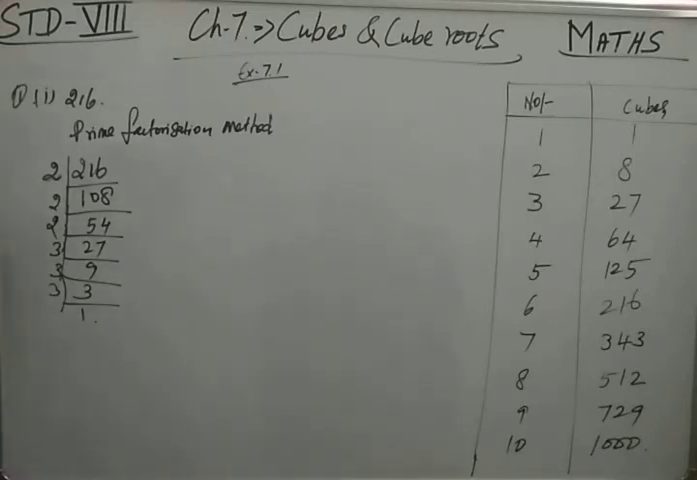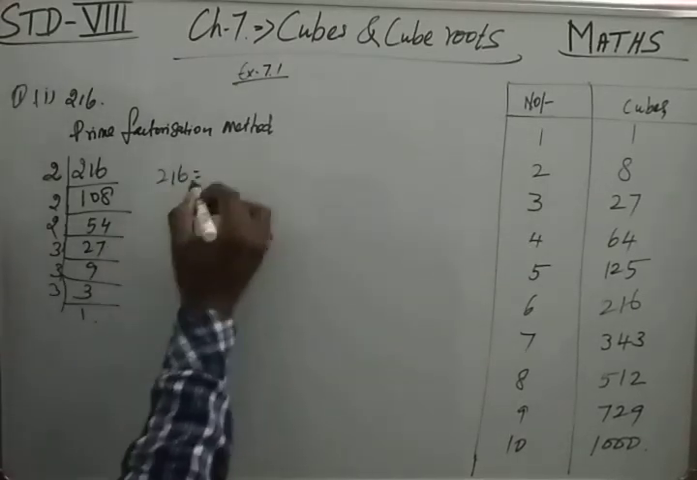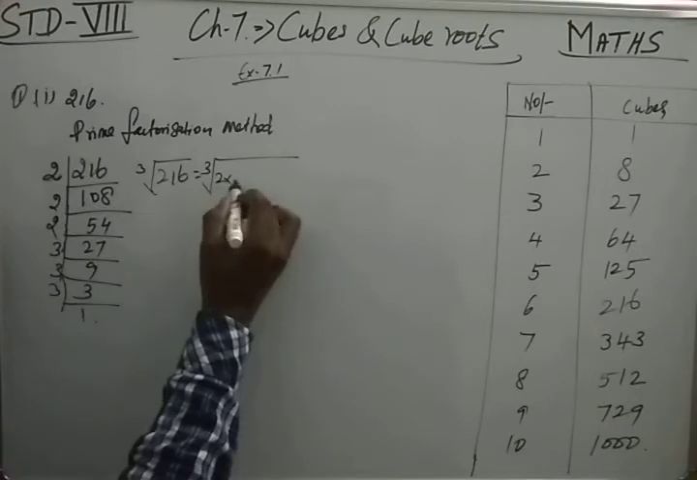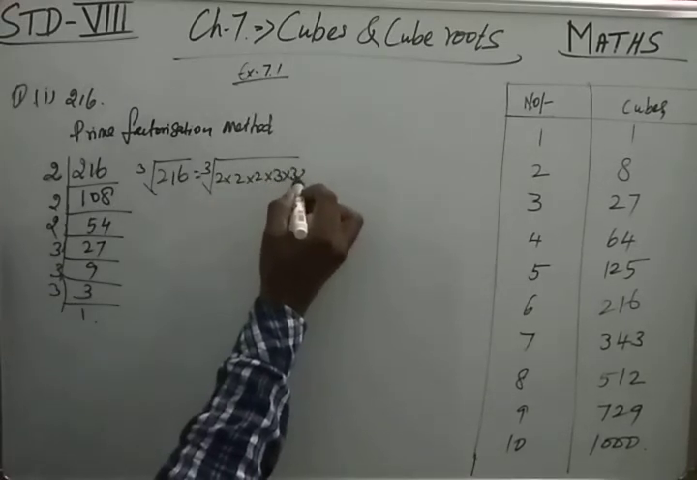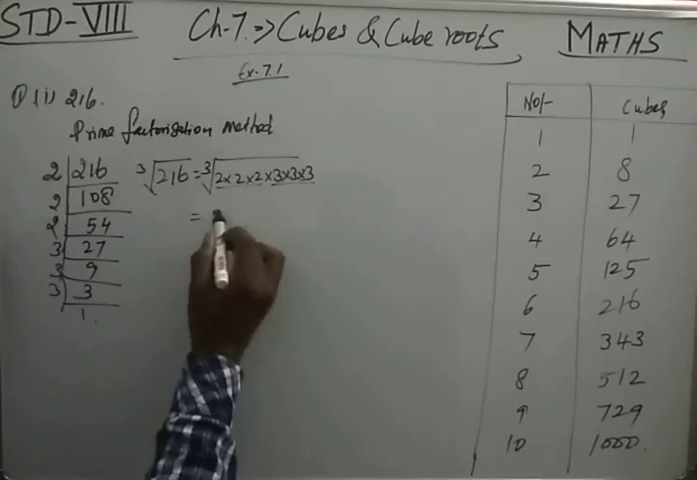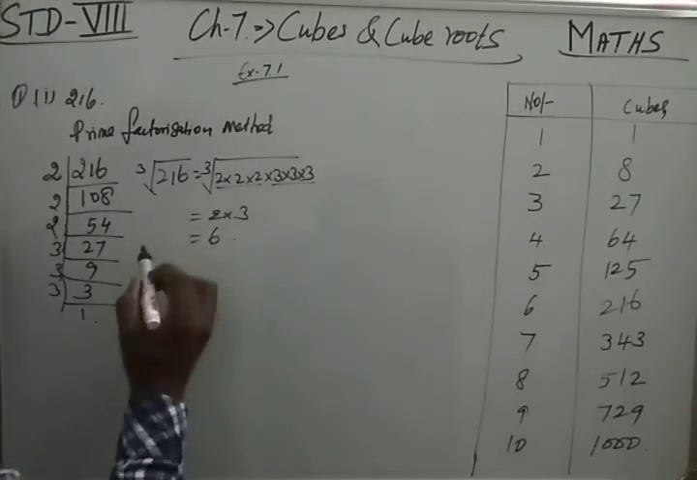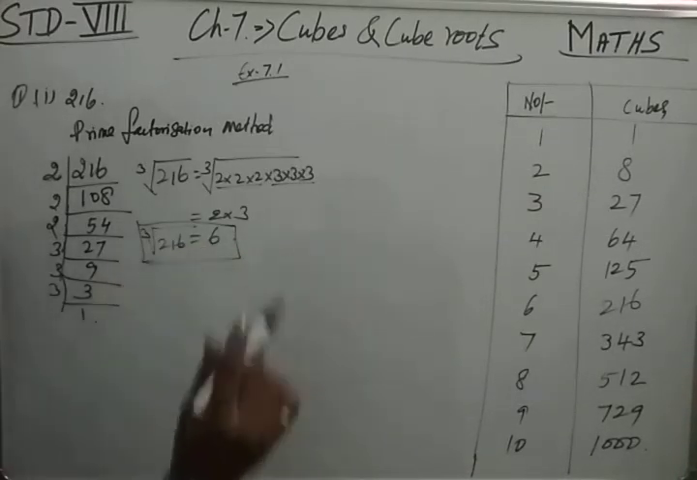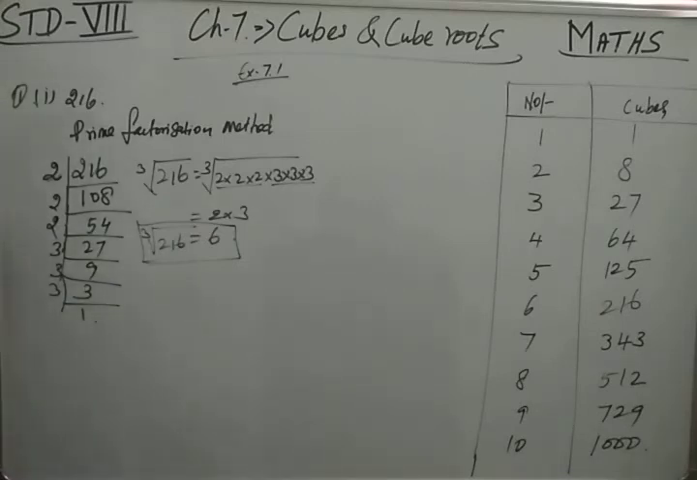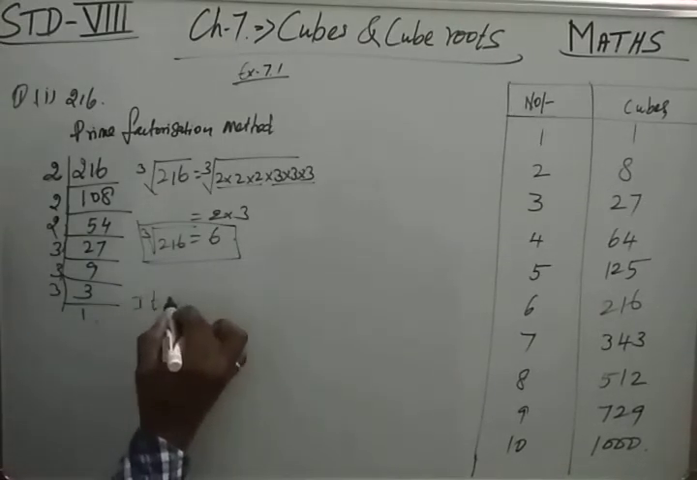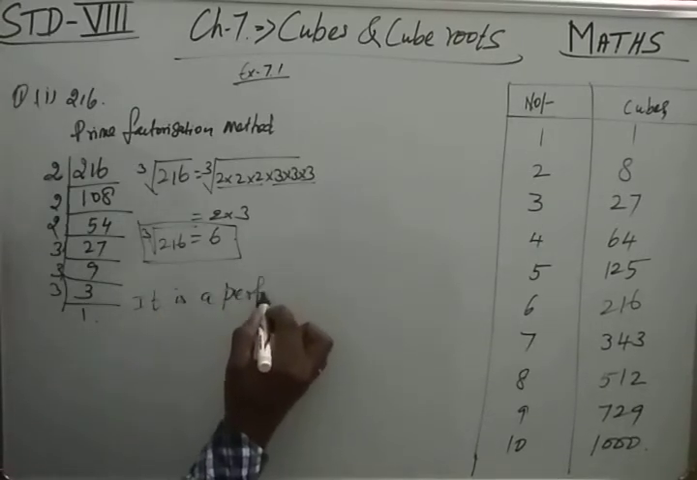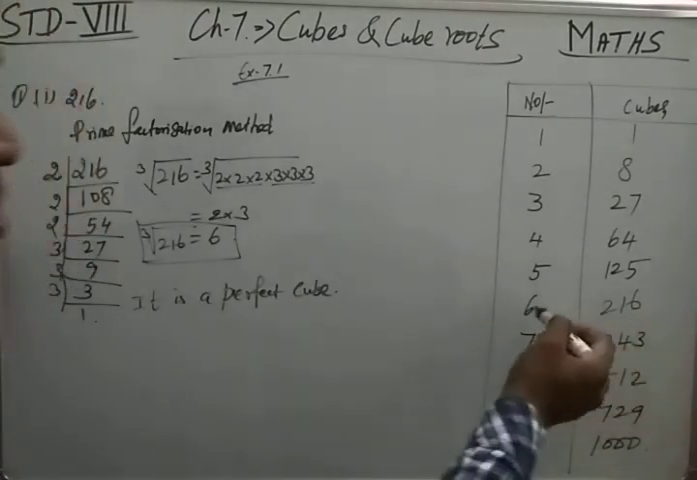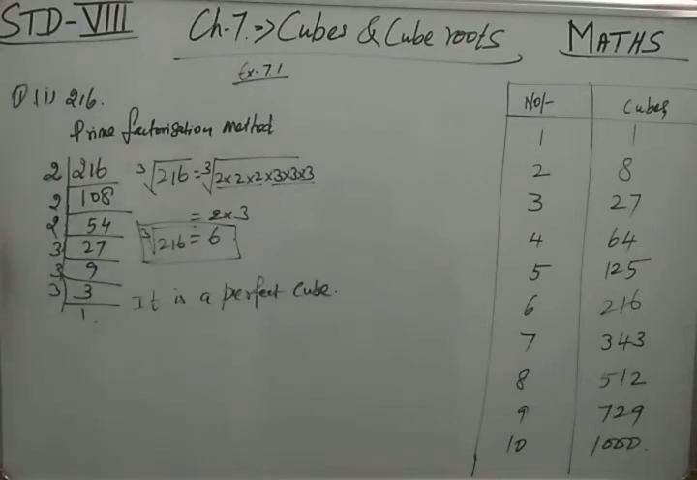So now 216 you can write in terms of cubes: 2 multiplied by 2 multiplied by 2 multiplied by 3 multiplied by 3 multiplied by 3. For every 3 terms we take one term outside. 2 into 3 is equal to 6. So the cube root of 216 is 6, so it is a perfect cube. You can check here also: the cube root of 216 is 6.